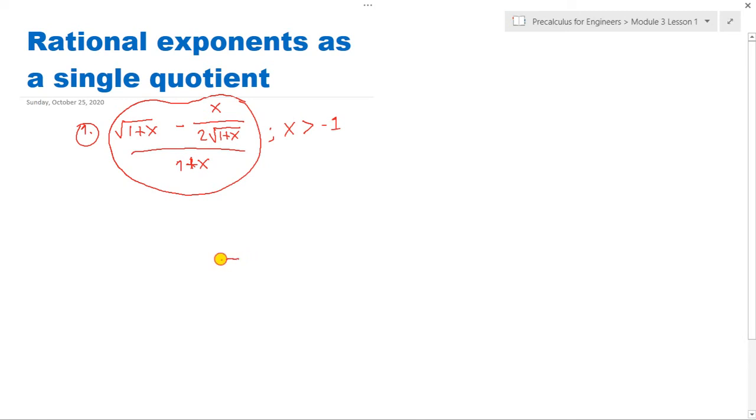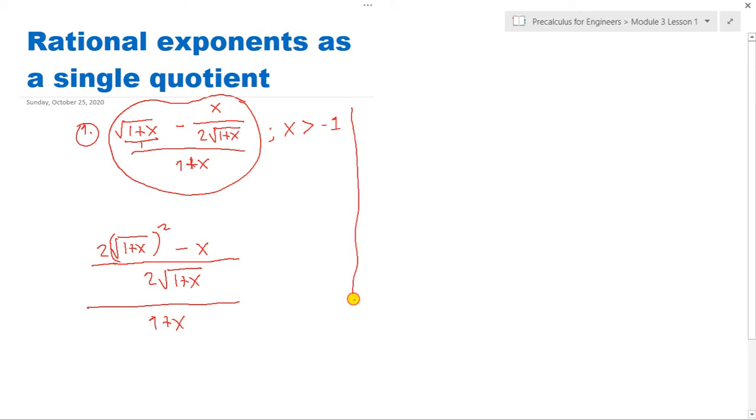So, let's just combine the fractions. In combining fractions, find the LCD. So, 2 square root of 1 plus x is our LCD. Then, divide this by the fraction here, the denominator. Since the denominator here is just 1, 2 square root of 1 plus x divided by 1 multiplied by the numerator. So, we now have 2 square root of 1 plus x squared, because there are two factors of 1 plus x, so squared. Minus this, 2 square root of 1 plus x divided by 2 square root of 1 plus x is just 1, so times x is x. Then, all over 1 plus x.